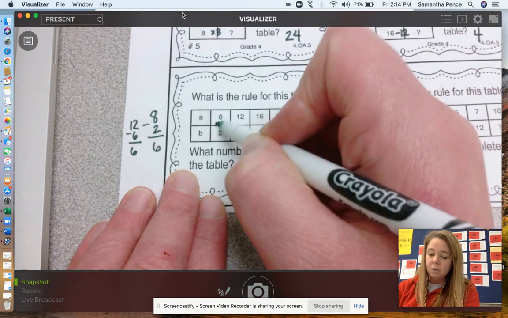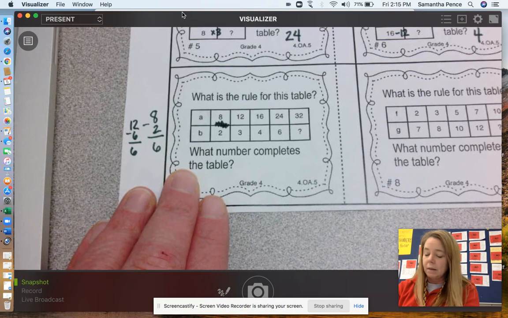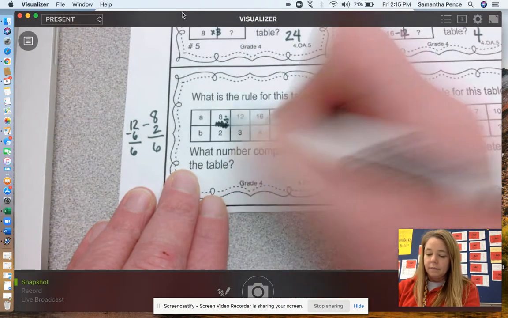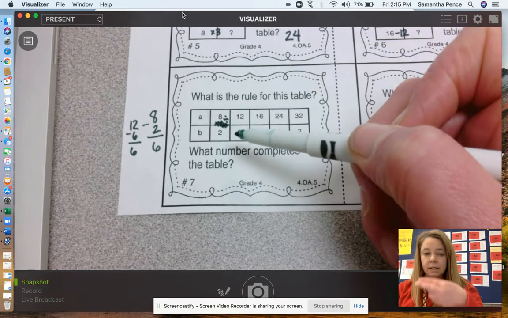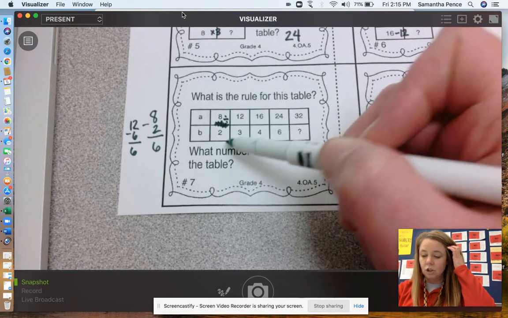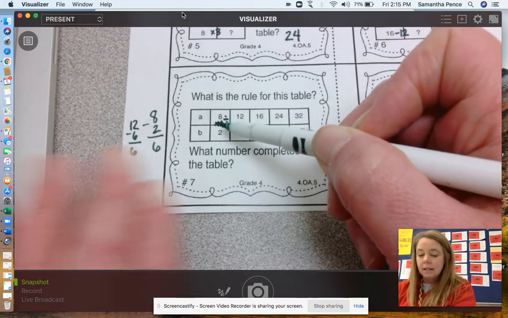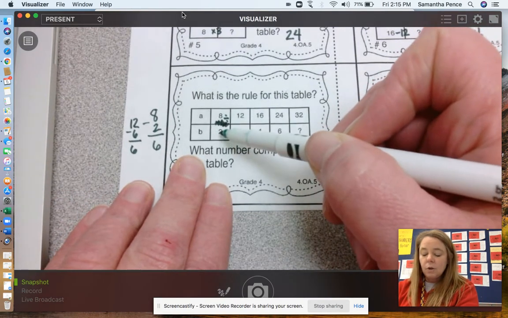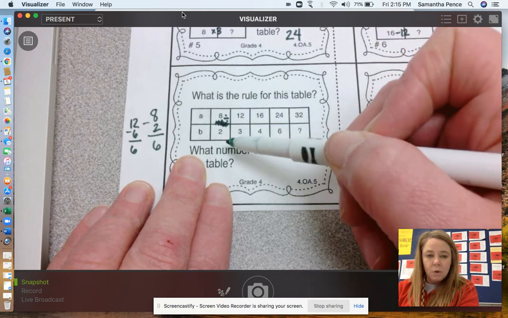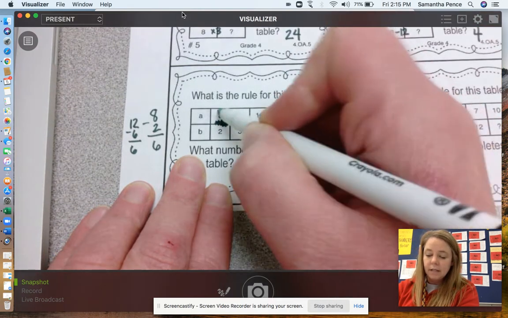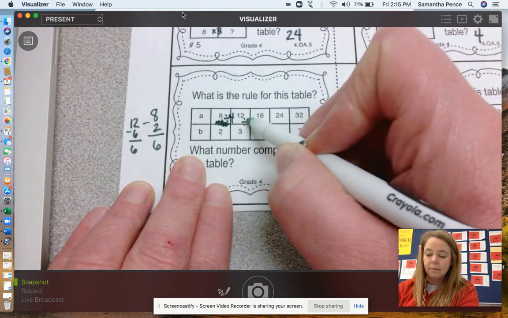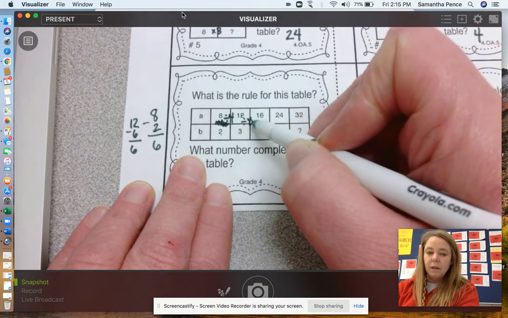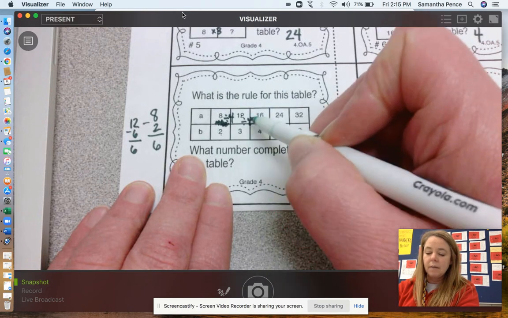So instead of subtraction, I'm going to try dividing, right? So I'm thinking 8 divided by something is 2, or we know that it's the inverse, the opposite. So we could say 2 times something is 8. And we're thinking 4. 2 times 4 is 8. So 8 divided by 4 is 2, or 2 times 4 is 8. Let's try that for the other one. 12 divided by 4 is 3, or 3 times 4 is 12.